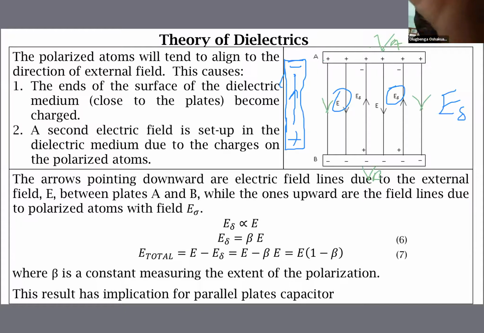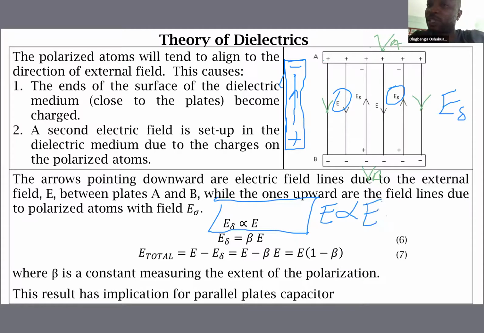And one of the good things is that the electric field that is set up in between the dielectric material is related to the electric field that is set up between the plates. That gives us a relationship that says that the larger the electric field set up between the plates, the larger the electric field set up in between the material. I would have preferred to have this written as E delta directly proportional to E, because it is E that determines E delta, not E delta determining E.